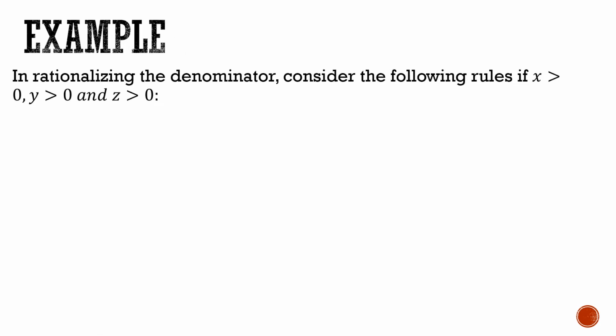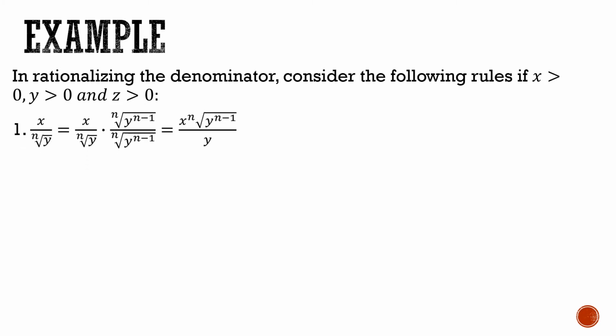In rationalizing the denominator, consider the following rules. If x is greater than 0, y greater than 0, and z greater than 0. The first one is x over the nth root of y is equal to x over the nth root of y times the nth root of y raised to n minus 1 over the nth root of y raised to n minus 1, which is equal to x times the nth root of y raised to n minus 1 over y.